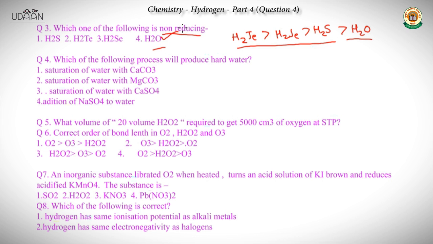Okay, so saturation of water with CaCO3. This will cause H2O plus CaCO3, okay, CaCO3, right? This will force to produce H2S, first it will produce H2SO4, then calcium ions and some H plus ions. Now this will react with the impurities.